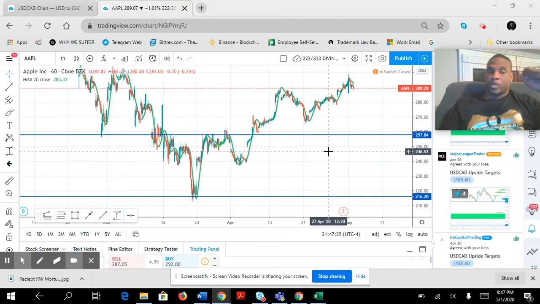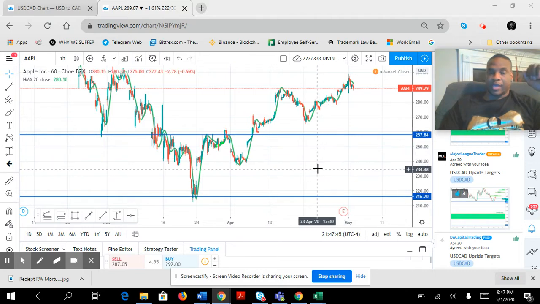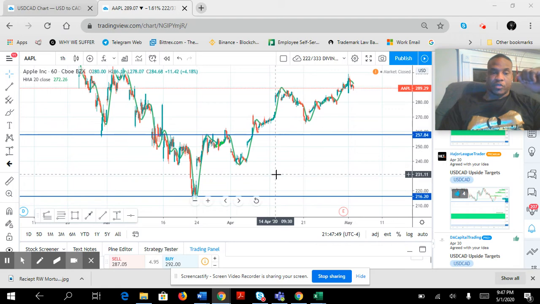Last couple of videos went over the head and shoulders pattern, which is a bearish pattern. Now we're going over the inverse head and shoulders pattern, which is a bullish pattern. All right, so let's get straight to it. We're going to be on Apple today. On Apple, I see three inverse head and shoulders that formed on the chart. Out of the three, at least two were successful, one failed.